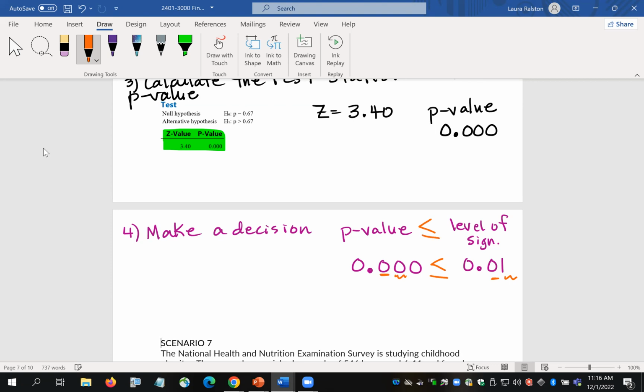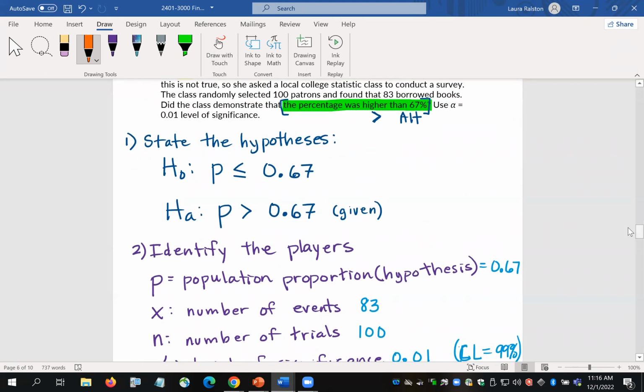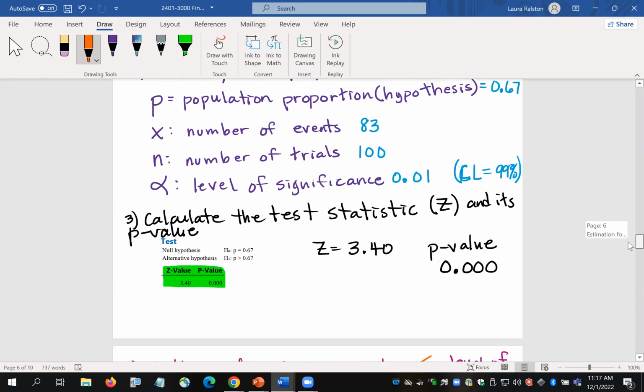If P is less than or equal to the level of significance, we reject the null. So in this problem, if we reject the null, that means the null is false and the alternative is true. So based on the evidence that we have proven the percentage is higher than 67%.